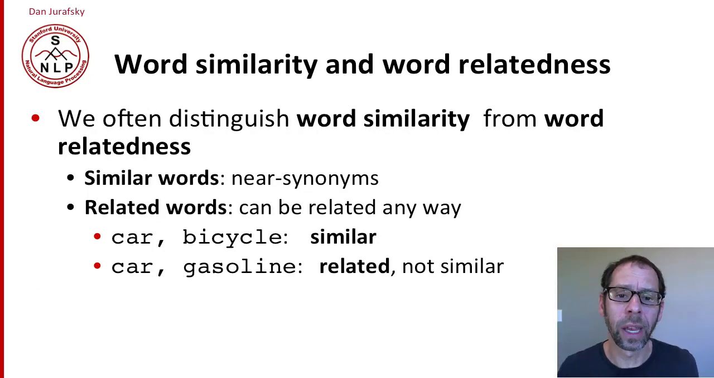In all of our applications for word similarity, we often distinguish technically word similarity from word relatedness. A similar word is a near synonym, but a related word can be related in any way. So car and bicycle might be similar. Maybe they're not synonyms, because car and automobile are synonyms. Car and bicycle are not quite so close, but they're similar. But car and gasoline, clearly related. Gasoline is something that goes with cars, but it's not similar to cars in some way. So we're generally here looking for similarity, but occasionally some of the algorithms will give you instead words that are related, and that might or might not be useful depending upon the application.